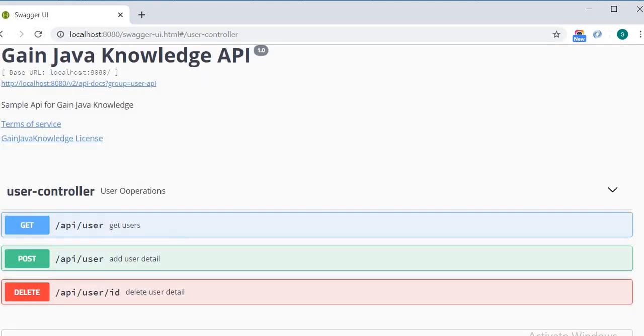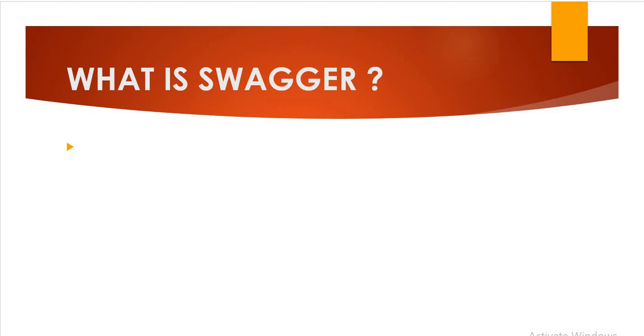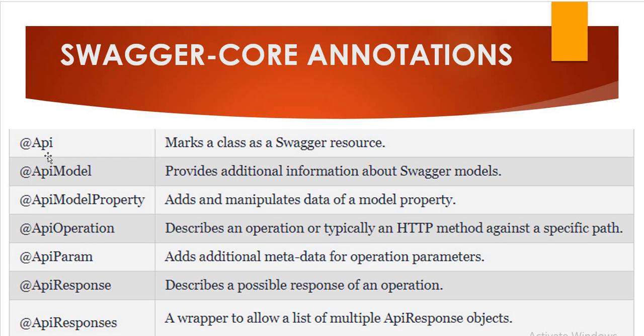Like this, Swagger provides more and more annotations. @Api we have already used to mark a class as a Swagger resource, and @ApiModel we can use on our model class, that was User, and @ApiModelProperty we can use on my fields, that was ID, name and age. And @ApiOperation we have used, and @ApiResponse describes a possible response of an operation, and @ApiResponses is a wrapper to allow a list of multiple ApiResponse objects. We can use all the API annotations provided by Swagger to represent our documentation. Okay, thanks.